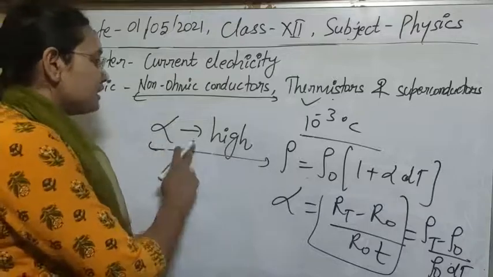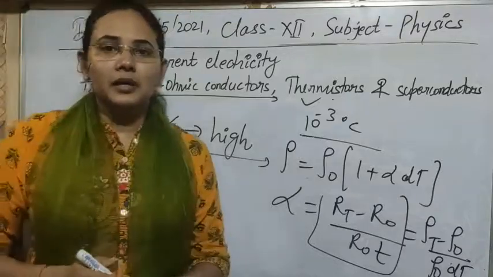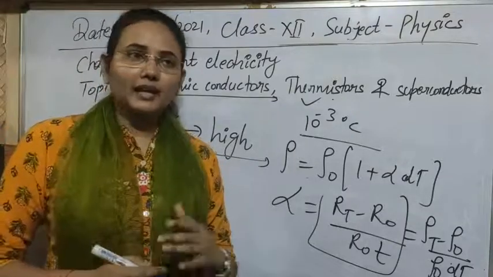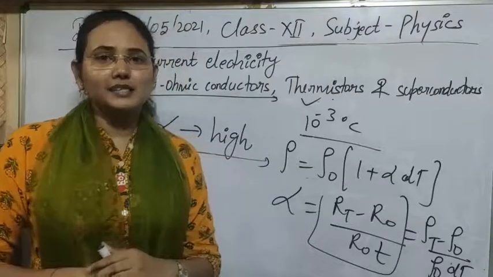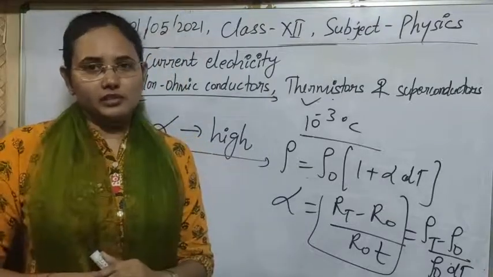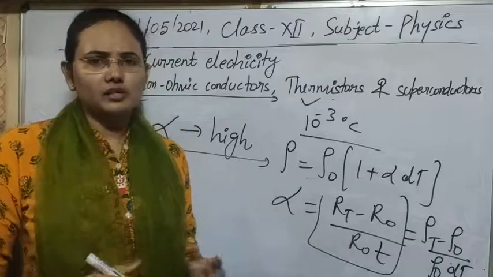Second, if you have to make a thermistor and you are making any oxide, then first you can check its temperature coefficient of resistivity, and if it is very high, then you can use it.